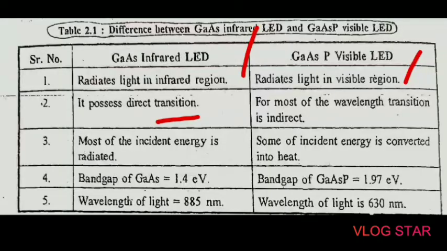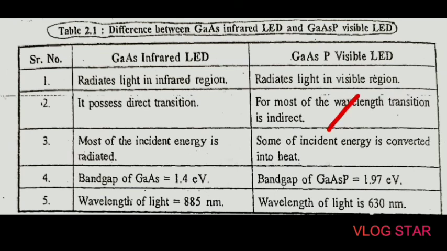So this table can give you brief information about the gallium arsenide infrared LED and the gallium arsenide phosphorus visible LED. In the first column, the gallium arsenide infrared LED radiates light in the infrared region, and the gallium arsenide phosphorus radiates light in the visible region. The gallium arsenide infrared LED possesses the direct transition.